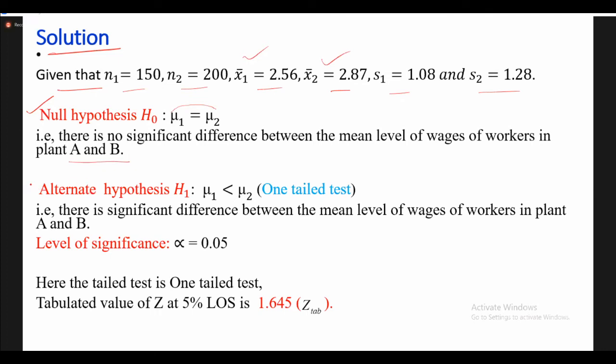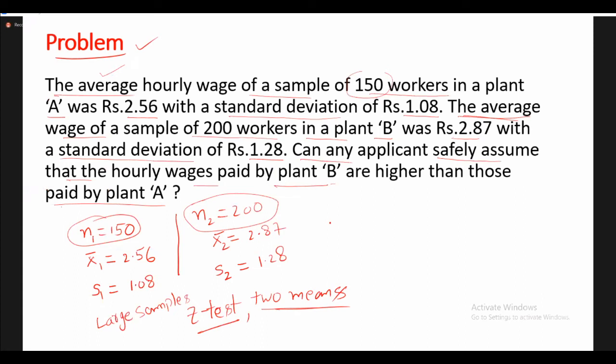Now, what is the alternative hypothesis? Once all of you read the question, here we have taken plant A as the first population. This is population 1. This population mean is denoted by mu1, and plant B is the second population. The second population mean is denoted by mu2. As all of you see here, two populations are there, plant A and plant B.